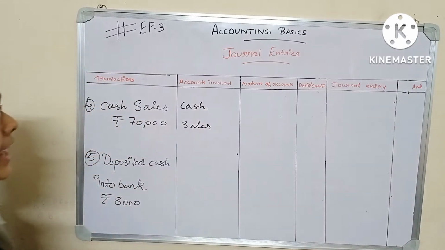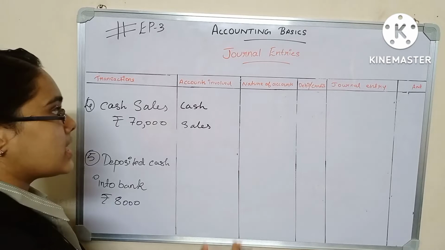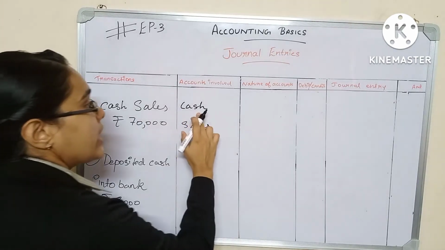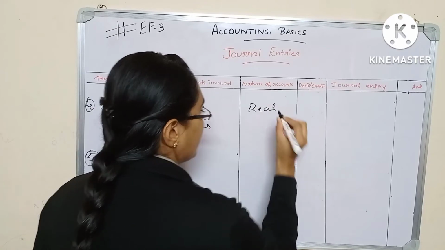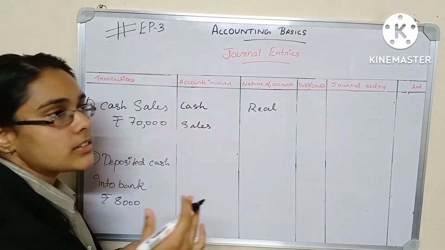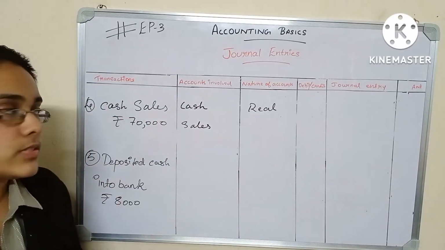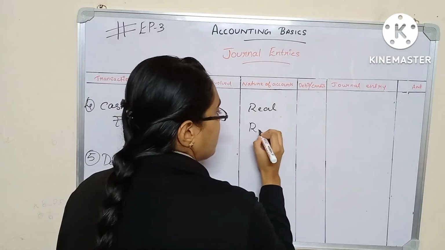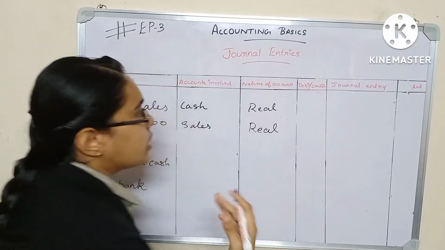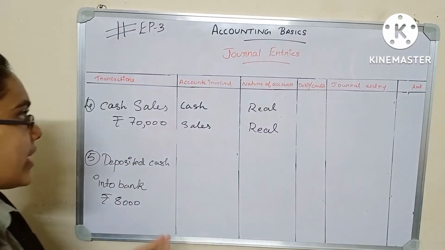Then nature of accounts. Let us understand what is the nature. Cash, it is real. Real, you can touch it. Sales means you're going to sell goods. Goods are tangible. So again, it is a real account. Then you're going to debit or credit the accounts.